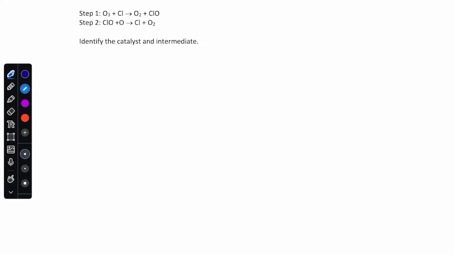And okay, so we have two steps, and it's pretty straightforward. Identify the catalyst and the intermediate. Catalyst is something that's present at the beginning, is involved in the reaction, and is also present at the end. So usually it's consumed in an early step and then regenerated in a later step. So that would be Cl. Cl is the catalyst.